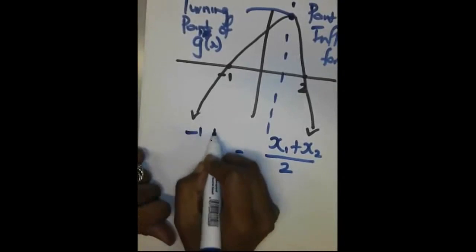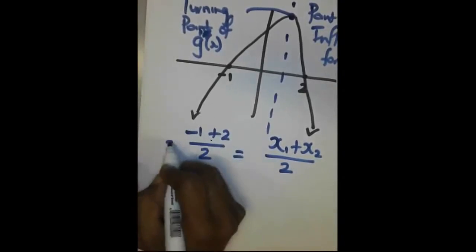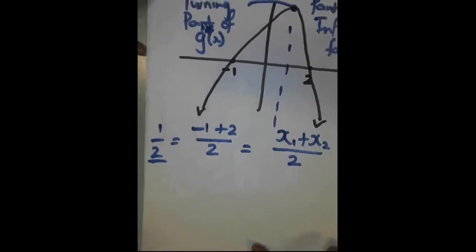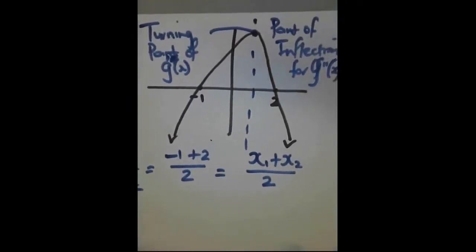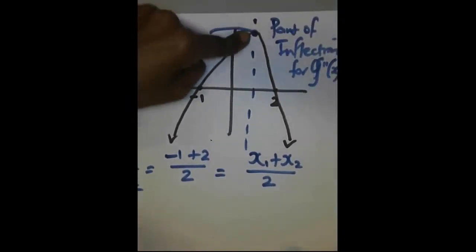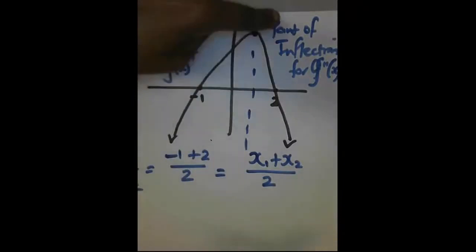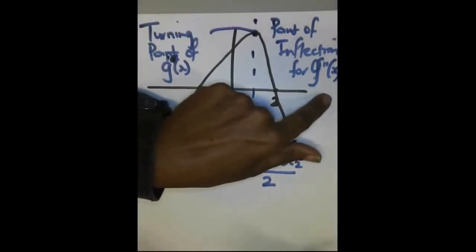So minus 1 plus 2 over 2, and this gave me a half. So this is where I get the point of inflection from. I want you to notice, in other words, I'm taking my previous knowledge and realizing that the turning point of my first derivative is the same as the point of inflection for my second derivative.